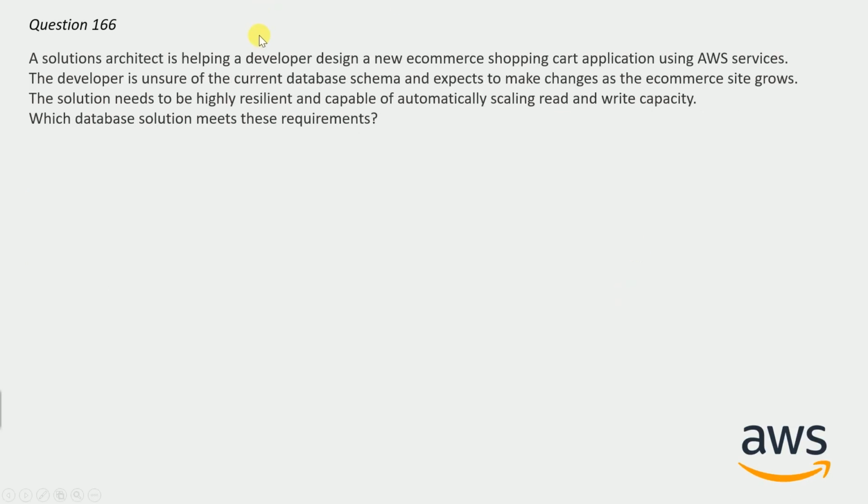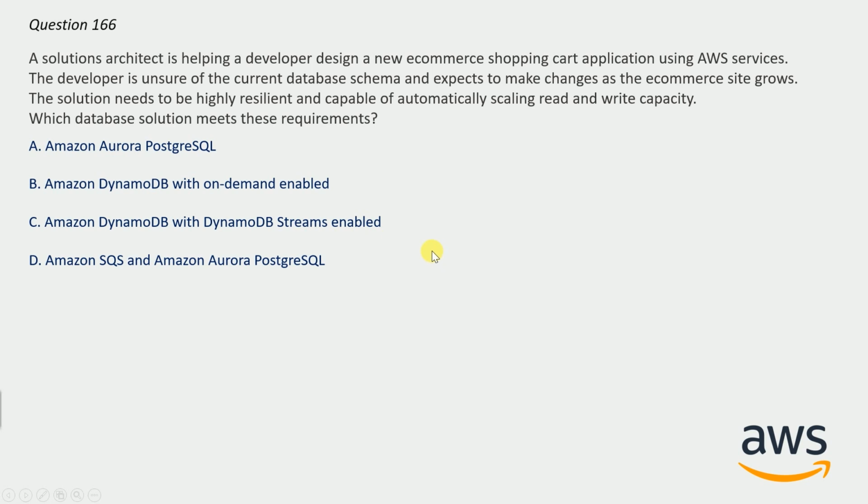And now question number 166. A solution architect is helping a developer design a new e-commerce shopping cart application using AWS services. The developer is unsure of the current database schema and expects to make changes as the e-commerce site grows. The solution needs to be highly resilient and capable of automatically scaling read and write capacity. Which database solution will meet these requirements? And here are the options.